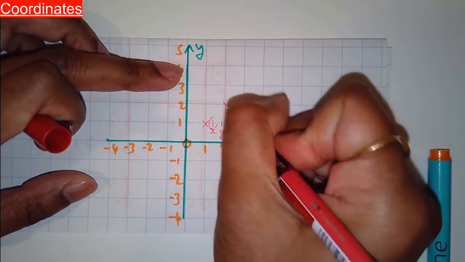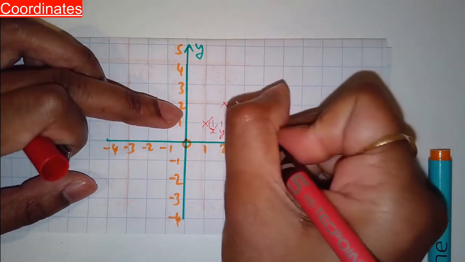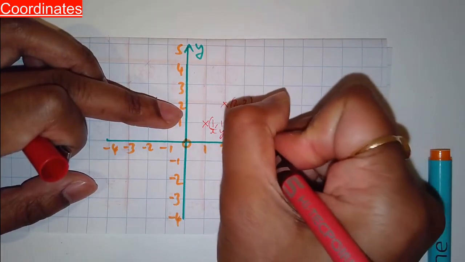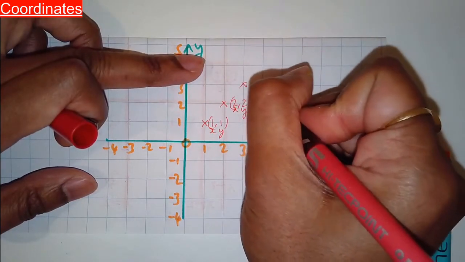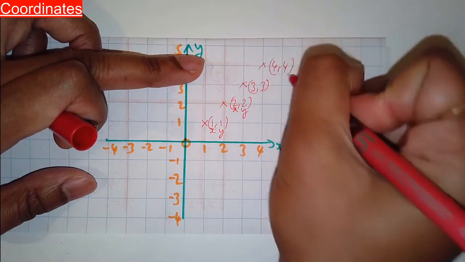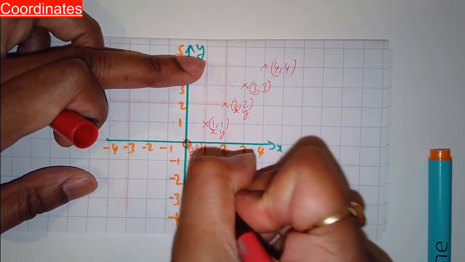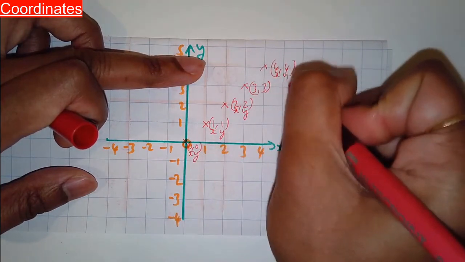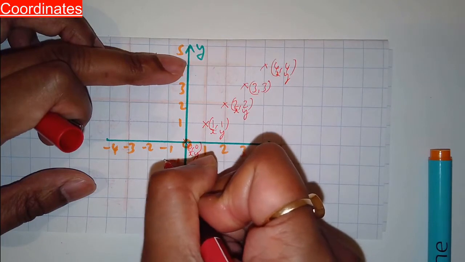Let's try another one. From the origin, that's 2 along the corridor, 2 up the stairs. That's 2, 2. That's your x value, that's your y value, and so on. That's 3, 3. 4, 4. Even this one here, that's 0, 0. That's your x value, that's your y value. And it carries on this way. You can keep on going this way.